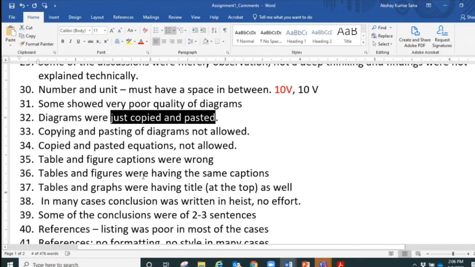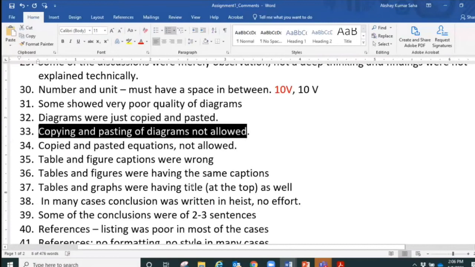Even if you are using that same diagram, you have to redraw it. You can redraw it using drawing software. We have a lot of drawing software available online for free as well, so you can use that. Copying and pasting diagrams is not allowed. When you're taking those, you're not showing the citations. Where are you taking it from? No citation, just the figure is copied and pasted and done.